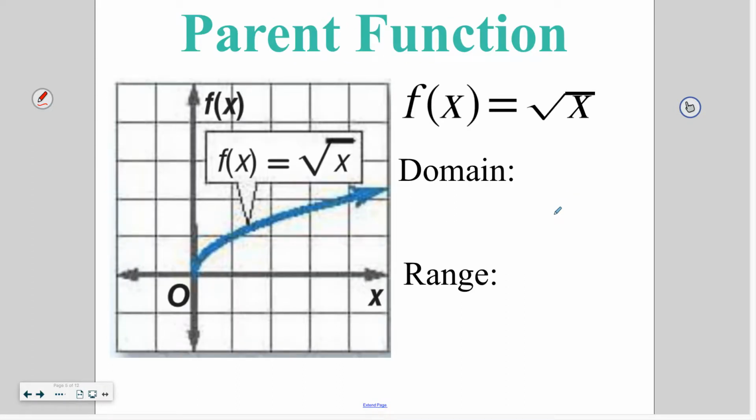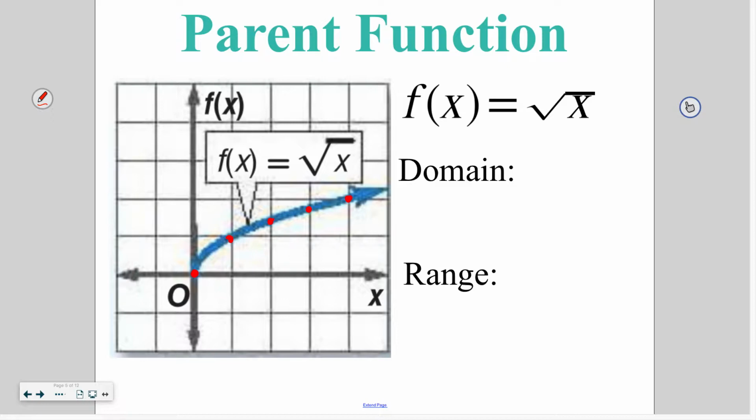Looking at the parent, or the most basic function for the square root function, we have f of x, or y, is equal to the square root of x. So if I plugged those points into the calculator, I would get 0, 0, 1, 1, 2 at 1.41, 3, 1.73, and 4, 2. So we get that nice curve that's going along this line.